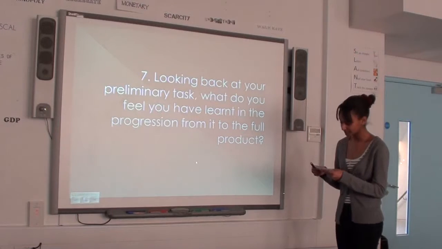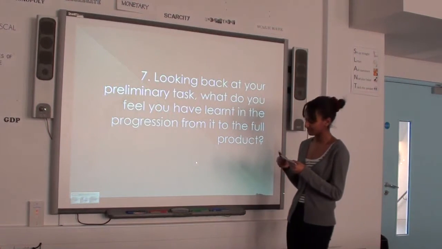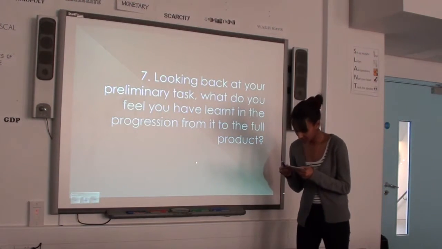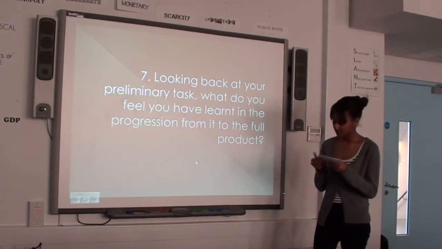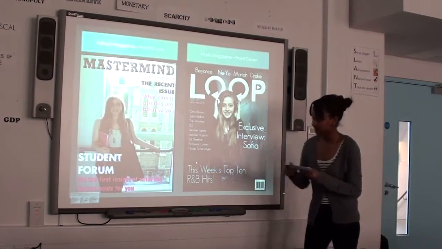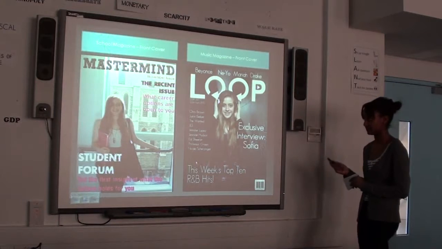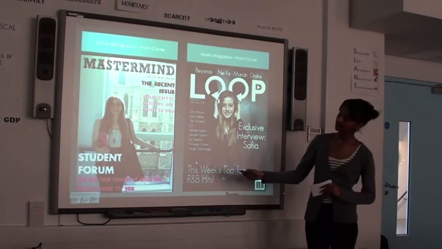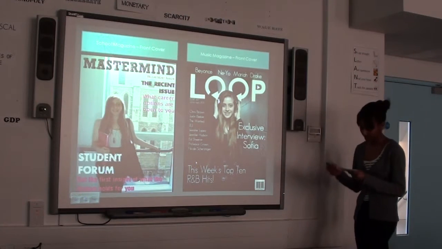Okay, question number 7. Looking back at your preliminary task, what do you feel you have learnt in the progression from it to the full product? Okay, so there's a clear difference between these two magazines. This is my school magazine, and this is my music magazine.